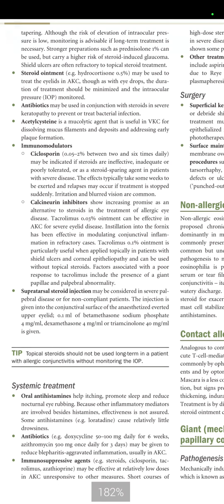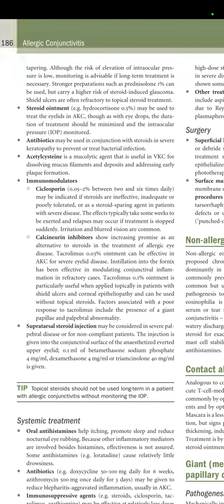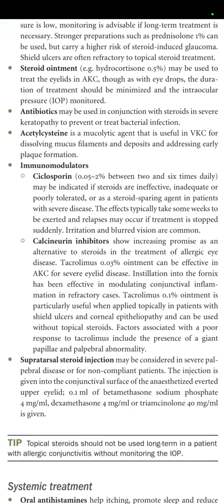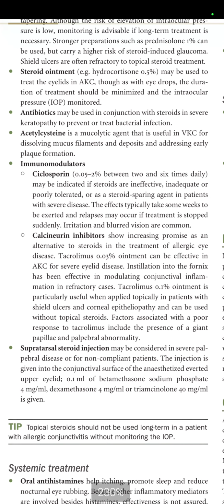Immunomodulators are basically cyclosporin and calcineurin inhibitors. So cyclosporin 0.05 to 2% between 2 to 6 times daily may be indicated if steroids are ineffective, inadequate, or poorly tolerated, or as a steroid-sparing agent in patients with severe disease. The effect typically takes some weeks to be exerted, and relapses may occur if treatment is stopped suddenly. Irritation and blurred vision are common.